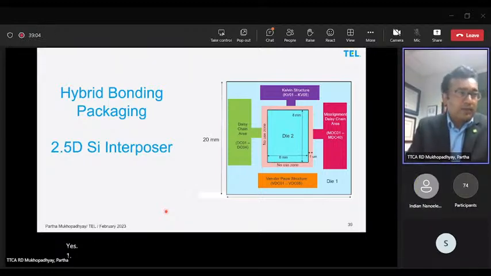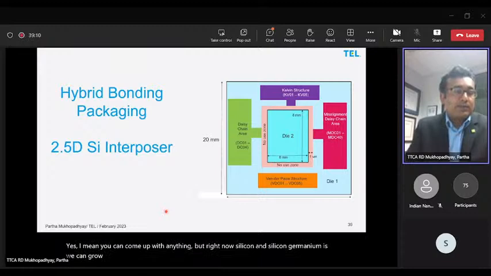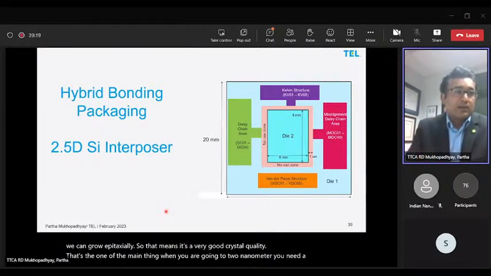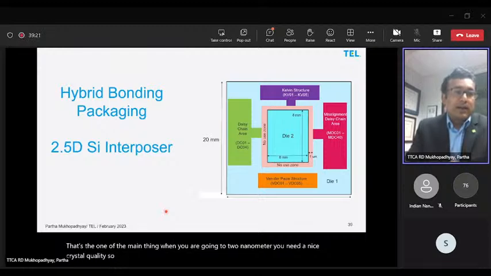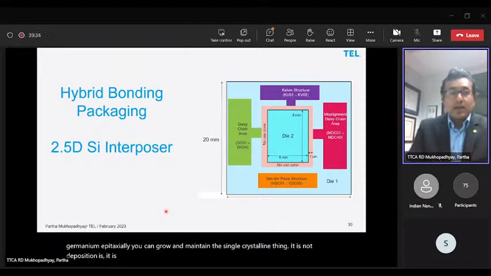Yes, you can come up with anything, but right now, silicon and silicon germanium we can grow epitaxially. That means it's a very good crystal quality. That's one of the main things. When you are going to 2 nanometer, you need a nice crystal quality. So on silicon, you are just adding germanium 30%, so silicon is 70%. Silicon germanium you can grow epitaxially and maintain the single crystalline structure. It is not deposition, it is epitaxial growth.